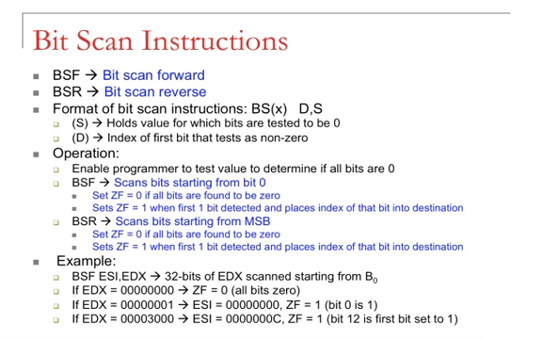Okay, the next category of instructions we want to look at is the so-called bit scan instructions. It actually has 2 different instructions for different directions, BSF and BSR, forward and reverse. Both of these 2 instructions are going to scan the operand to find out the first non-zero bit.